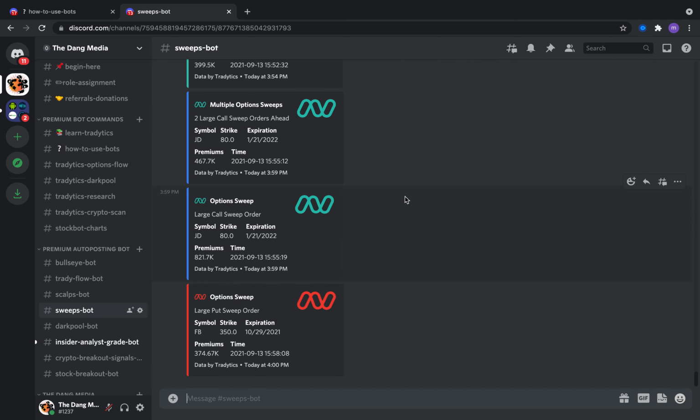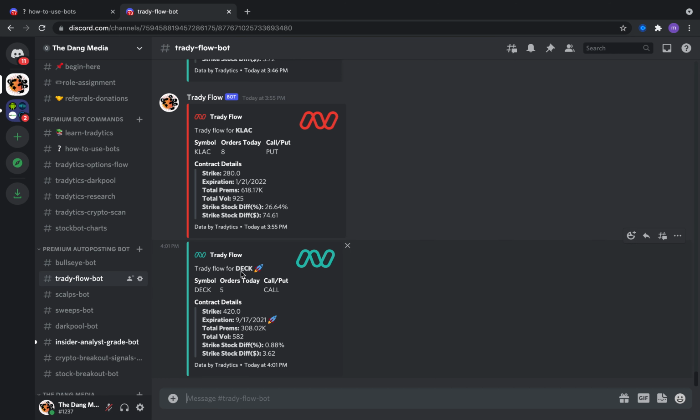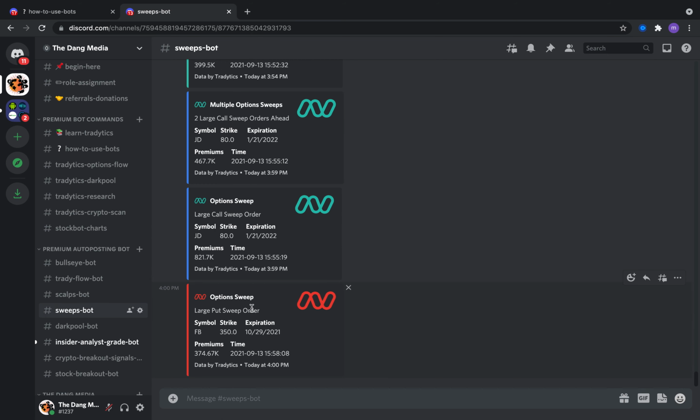When you see a lot of bullish sweeps or a lot of bullish flow with the Trady flow, like this is a bullish flow, you'll likely see a bullish algo score. And then when a lot of puts come in for the Trady flow for that stock, when large put sweeps come in for that stock, then you'll see that algo flow change to bearish. So that's that.